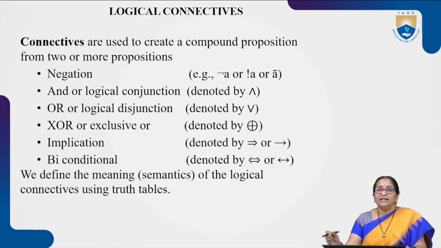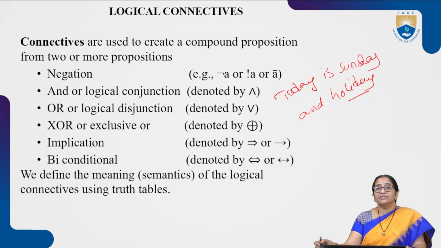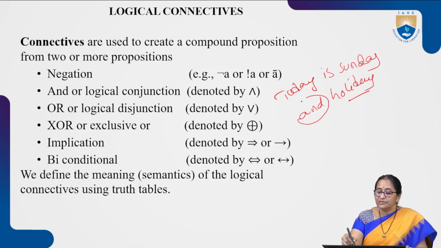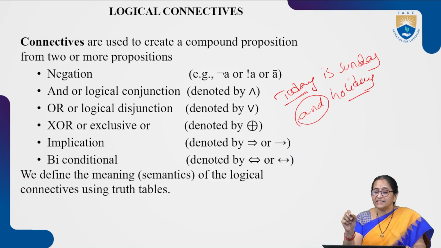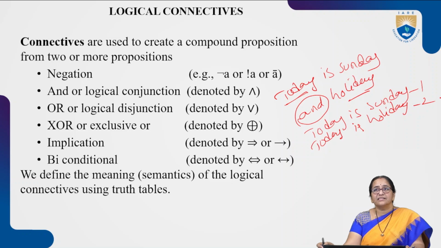Today is Sunday and holiday. Yes, here we have one sentence with a connective, that is and. Today is Sunday and holiday. Yes, this is one sentence, and here we used the and operation to connect two statements. The two statements are: today is Sunday, and today is holiday. This is one statement and this is the second statement.